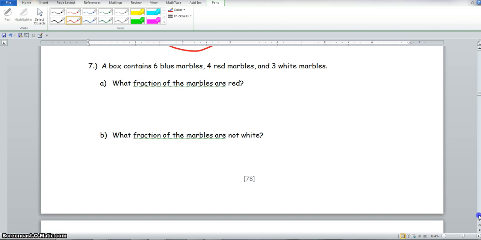Now we come to number 7. A box contains 6 blue marbles, 4 red marbles, and 3 white marbles. What fraction of the marbles are red? First of all, we know we have 4 red marbles. So this is the part that's being considered. But it must be divided by the whole. So 6 and 4 is 10 plus 3 is 13. So it'll be 4 over 13. Now B, what fraction of the marbles are not white? So what we would have to do is this here. Your denominator would still be 13, and we would add up the marbles that are not white, which is 10.